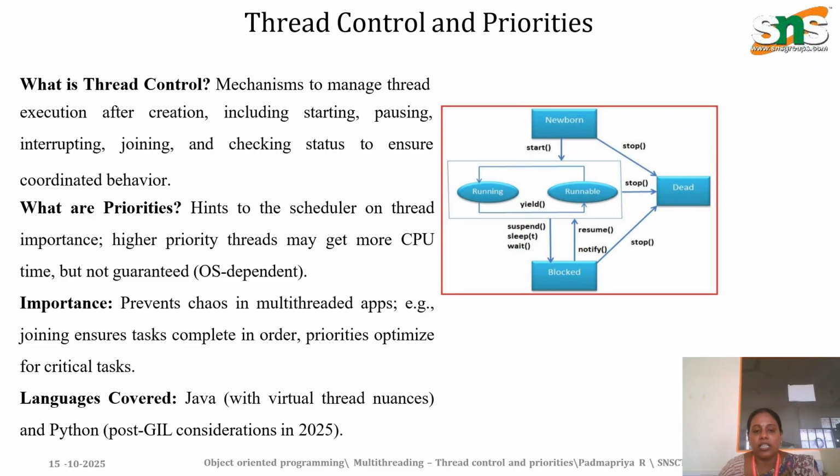The languages covered in threads: we have already seen the Java methods and Python. So again, this is the runnable state. This is the life cycle of thread control.